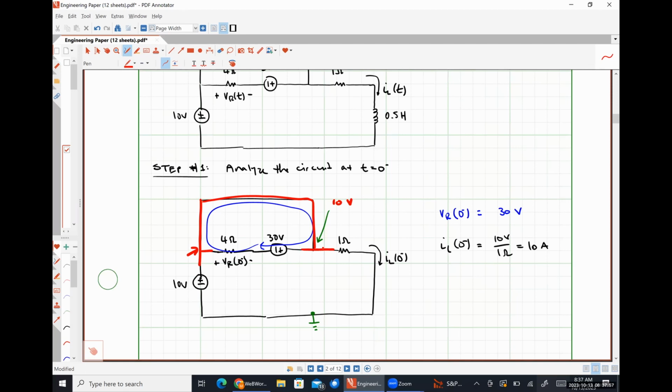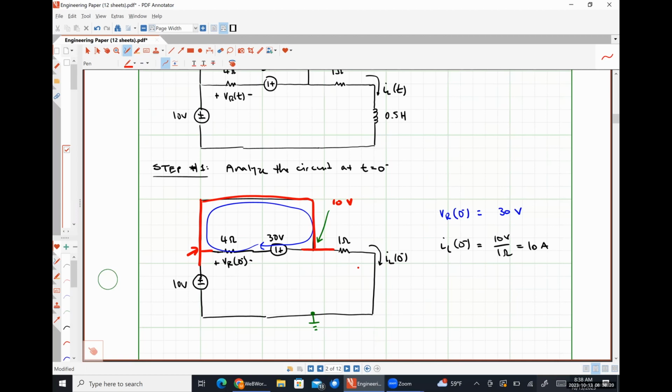So I would have 10 volts minus ground divided by 1 ohm is my current flowing through that 1 ohm resistor, which is the current flowing through my inductor. Nope, it's just going to cause current to circulate in this little loop that I've already described with the blue line.